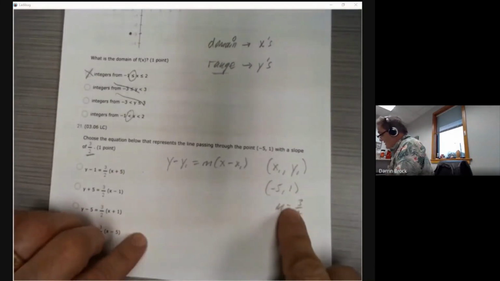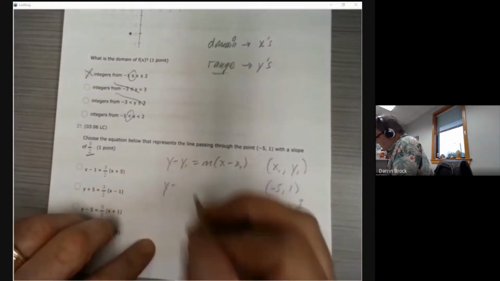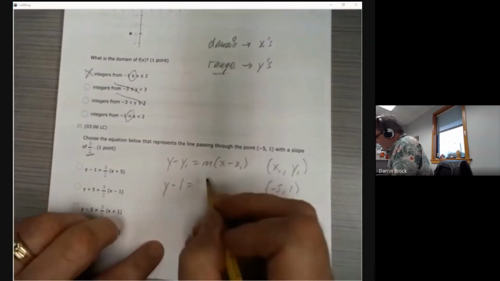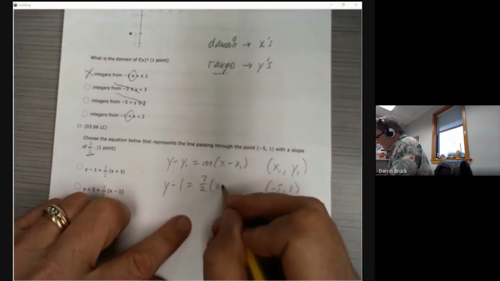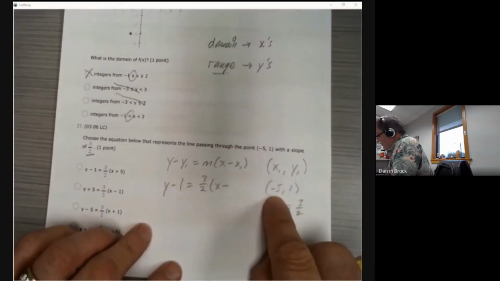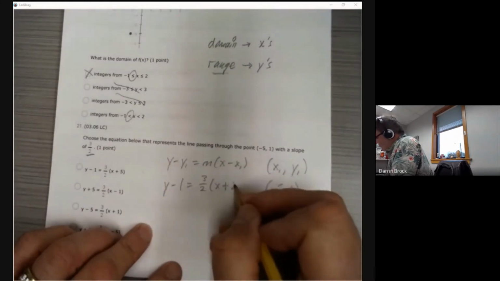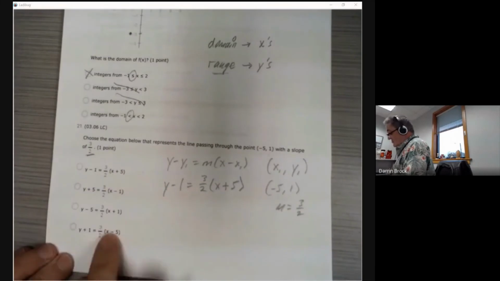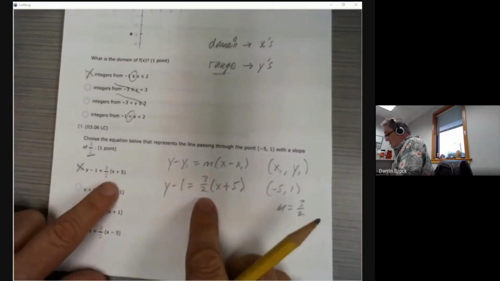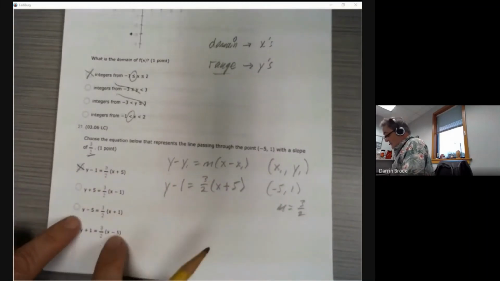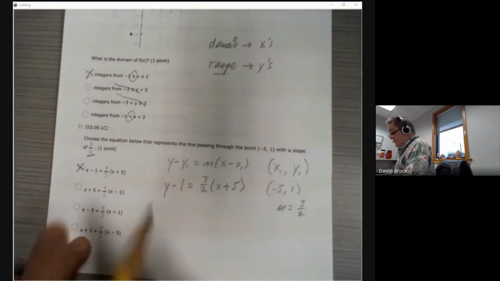If we substitute these in, y minus the y1, which is 1, equals the slope 3/2 times x minus -5, right? That's what the x1 is. The x1 minus a negative means we add it, so it'll be x plus 5. Which one of these equations is that? Looks like it's the first one right there, right? Y minus 1 equals 3/2 times x plus 5. This has the wrong numbers, and this has the wrong signs. So, first one.